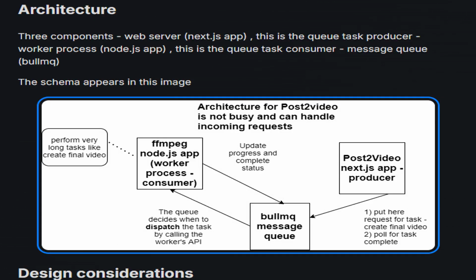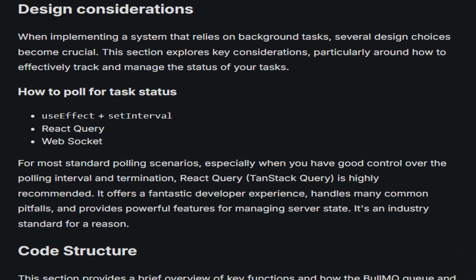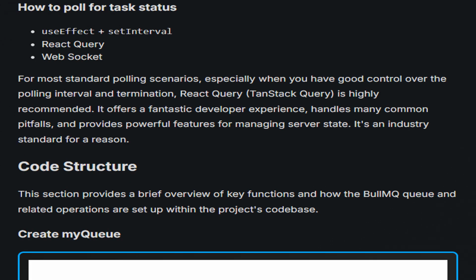An architectural diagram illustrates the interaction between the web server, worker, and message queue, providing visual clarity to the system structure. Key design considerations must be addressed when implementing background tasks, particularly concerning task tracking and management, ensuring transparency and operational efficiency. For effective polling of task statuses, various methods such as useEffect with intervals, React Query, and WebSockets are discussed, with React Query being highlighted for its developer-friendly features.